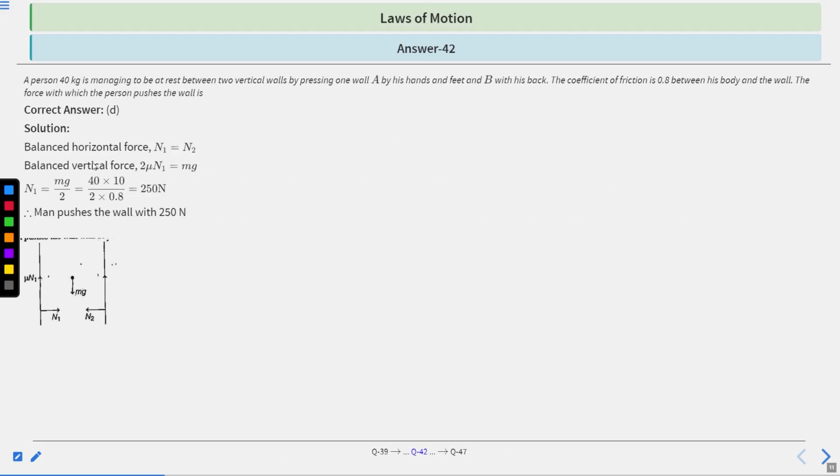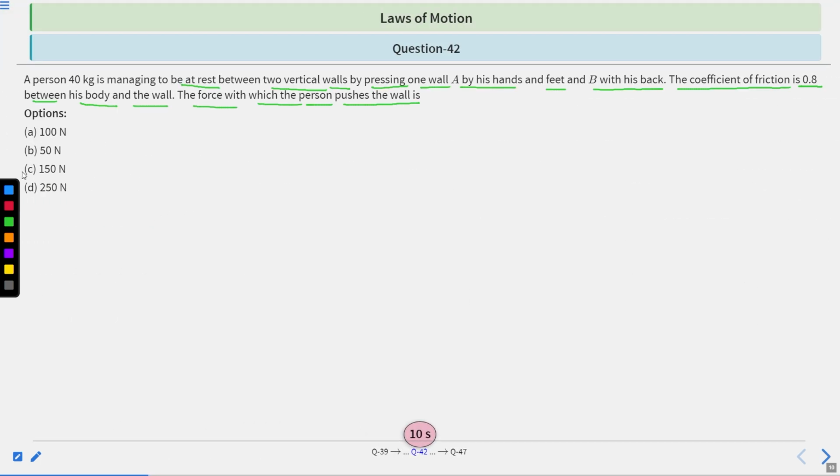So balanced horizontal force: N1 equals N2, and balanced vertical force: 2 mu N1 equals mg. So N1 equals mg divided by 2. Clear? Putting all the terms, mg in this equation, you will get N1 equal to 250 Newton. Clear? So the man pushes the wall with 250 Newton. So the correct answer is D, 250 Newton.